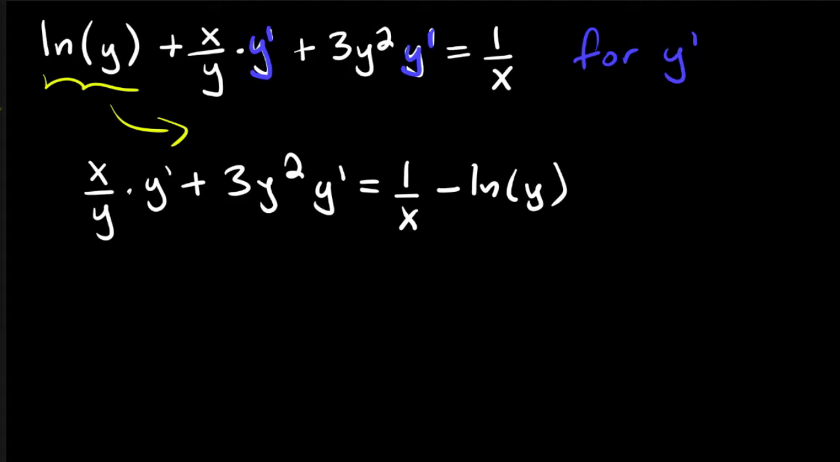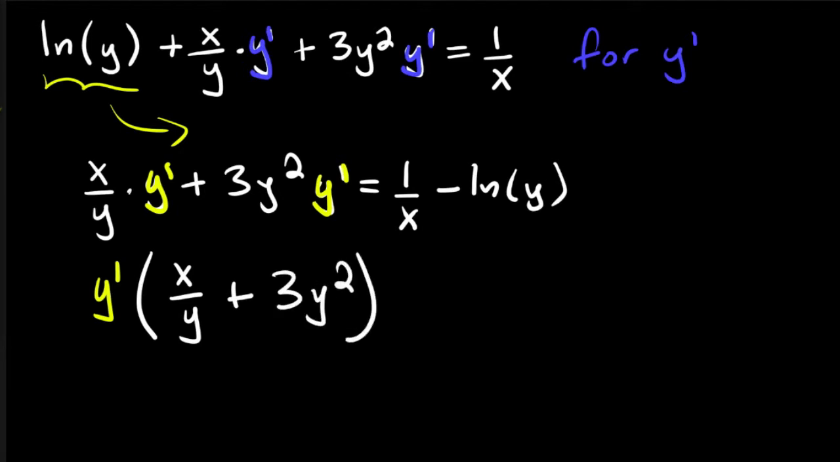Okay, and then since I have a y prime on both terms, it's common to both, then I can factor it out, leaving me with x over y plus 3y squared. And the right side is just going to stay the same, 1 over x minus natural log of y.